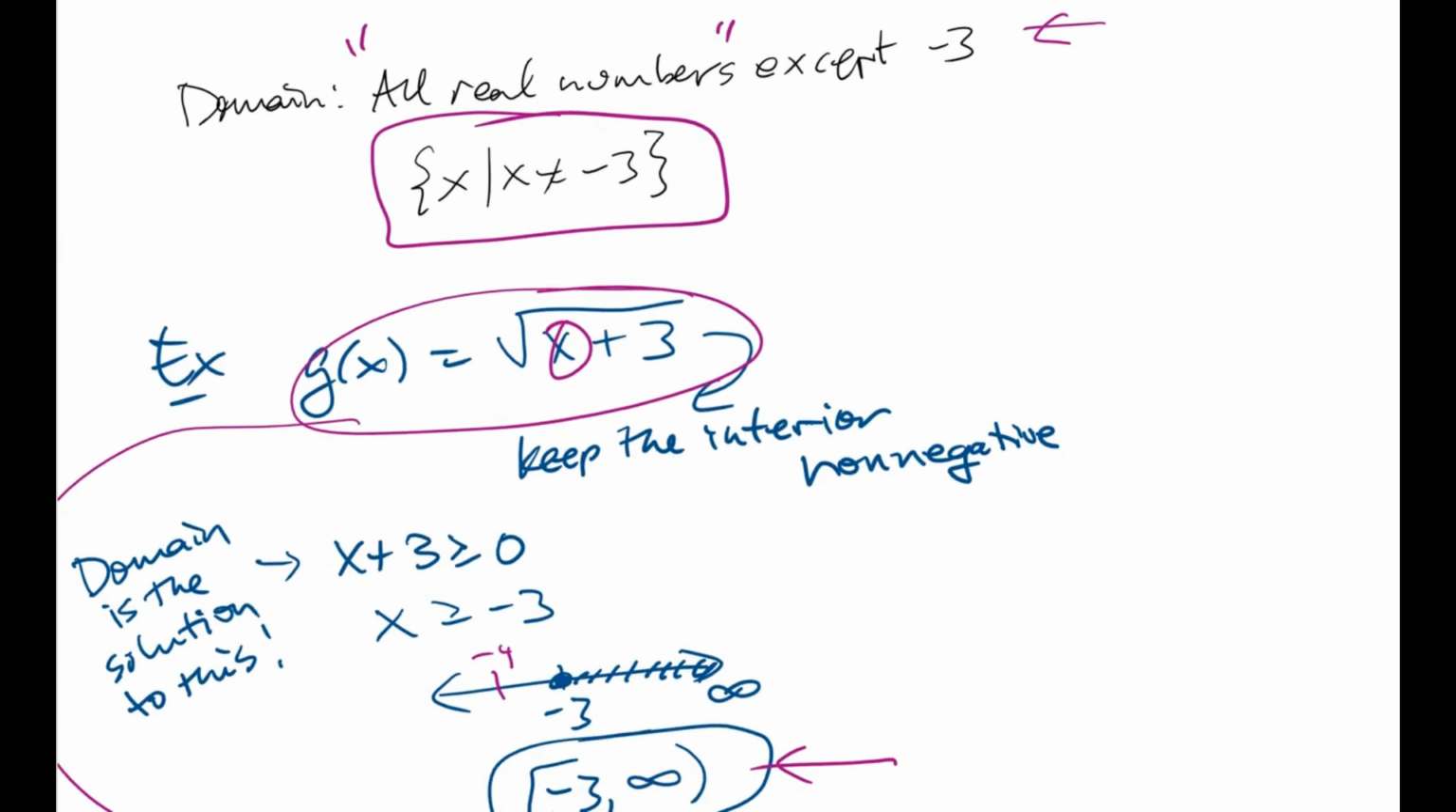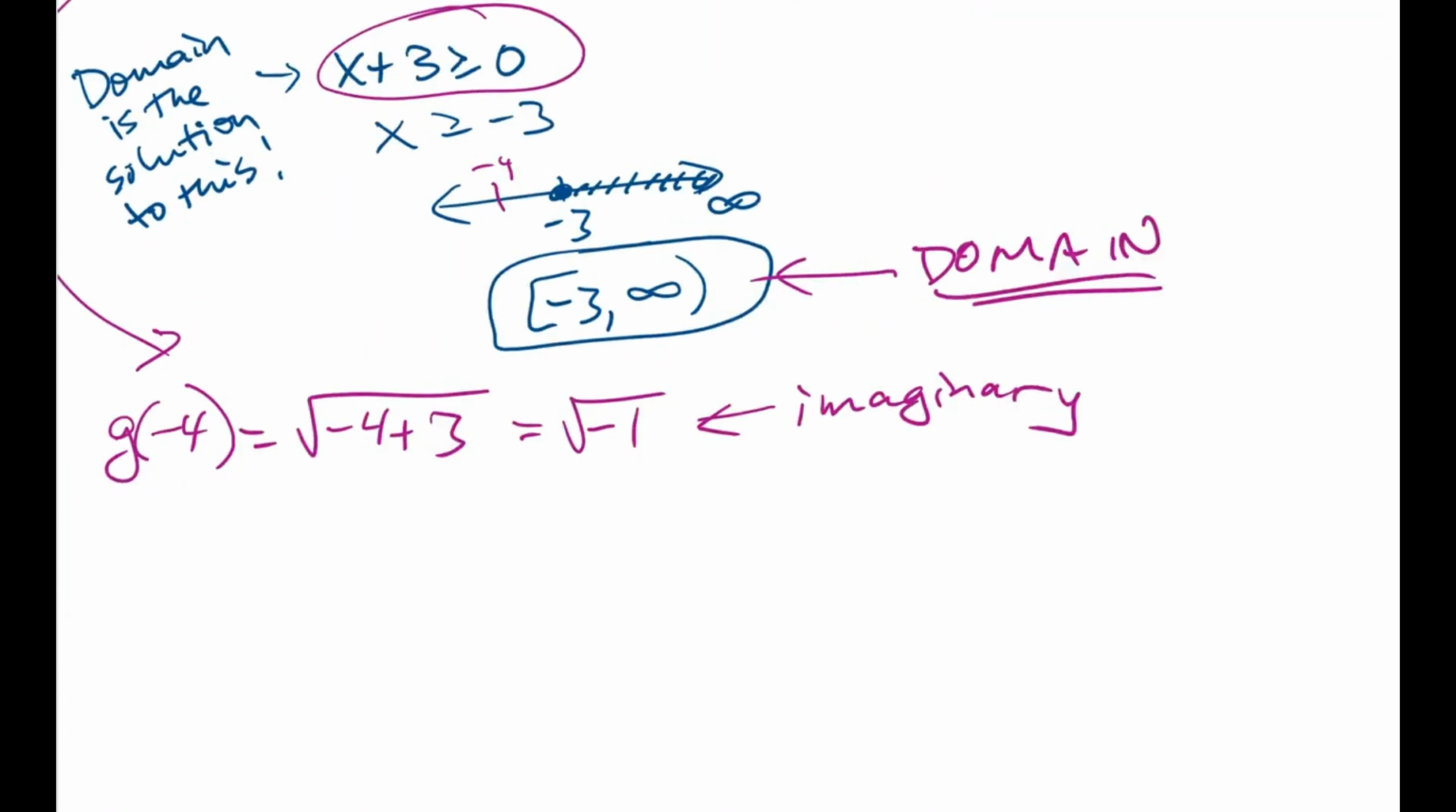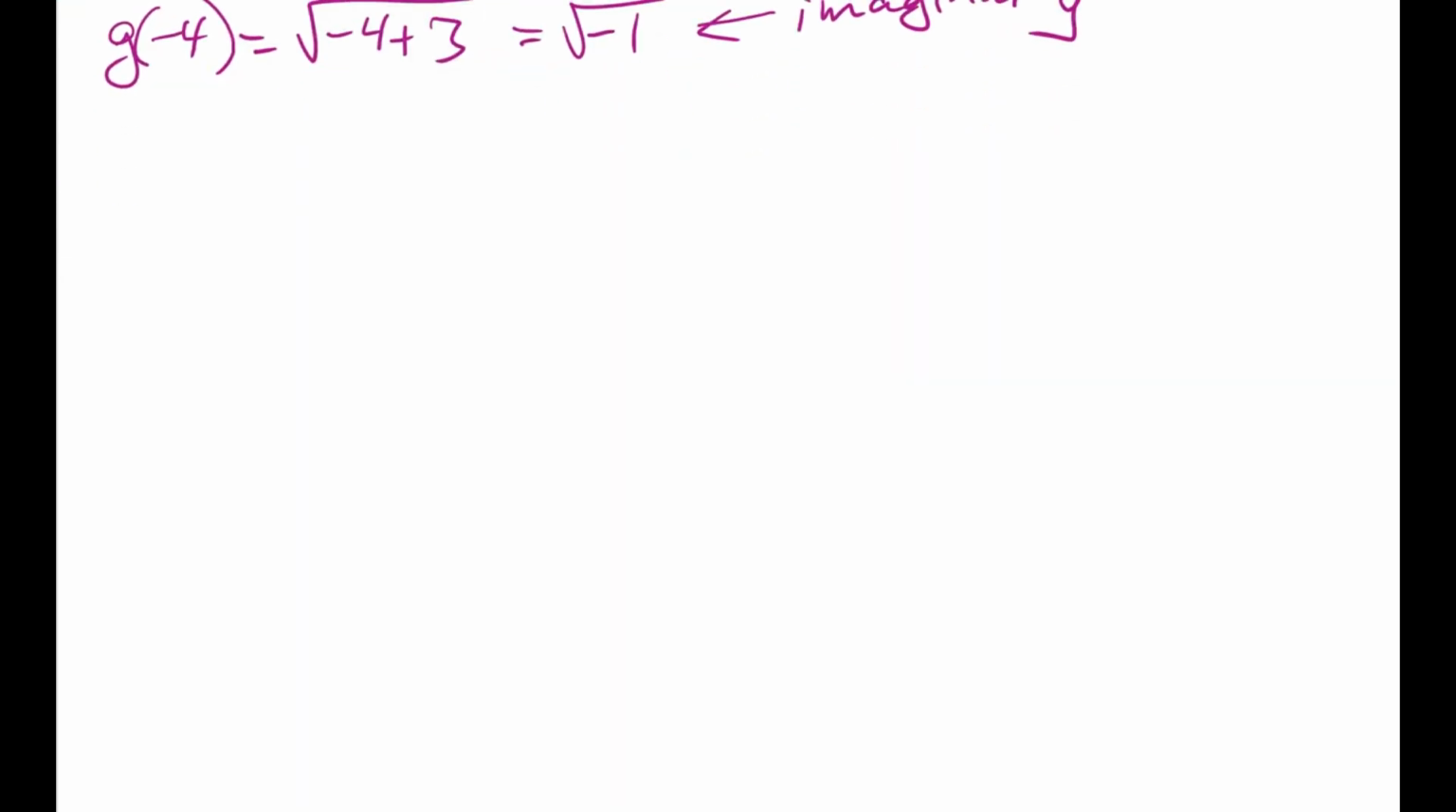So now whenever it has a square root, you take the interior and you set it greater than or equal to 0. And you solve, that is the domain. Whatever you find, it is the domain. Okay? So try some of those examples in the book.